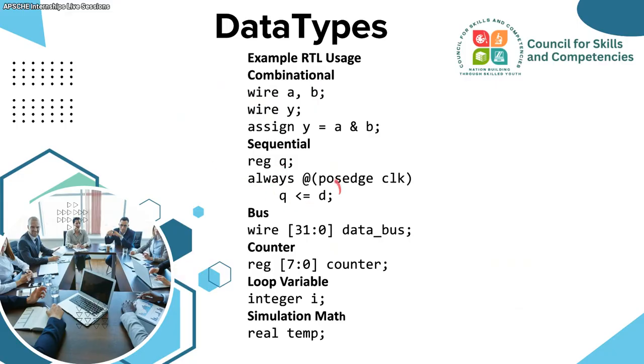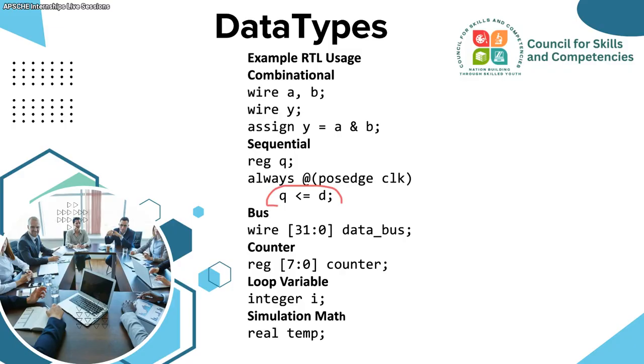Try to understand it. Suppose if you use reg, you cannot use assign. You have to use an always block or initial block. Since it's sequential, we want to mention the clock edge. Posedge means positive clock edge, and negedge means negative clock edge, and you have to represent the clock.